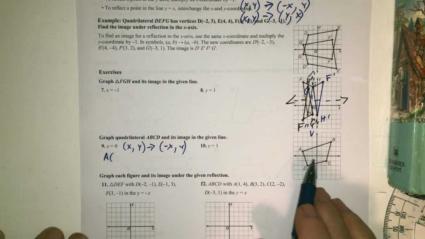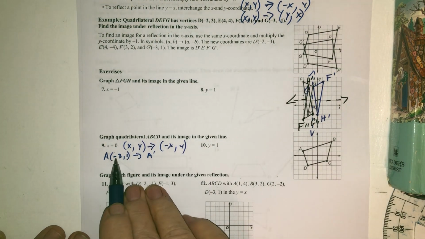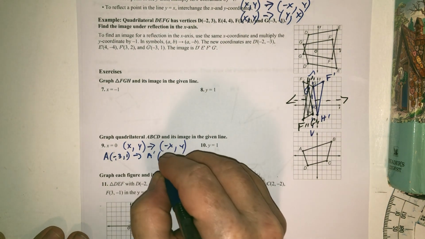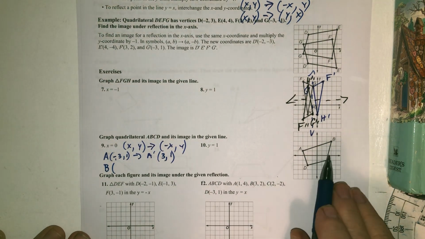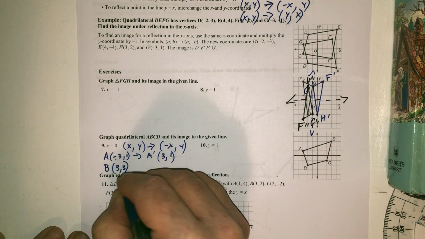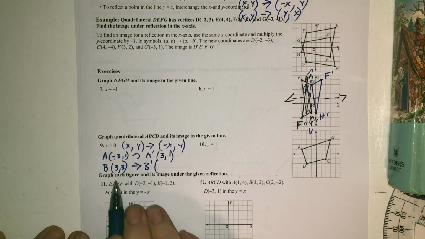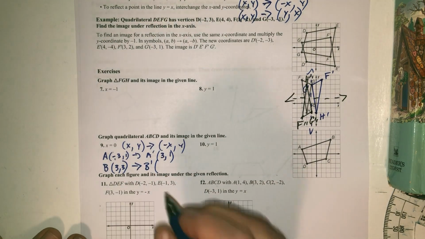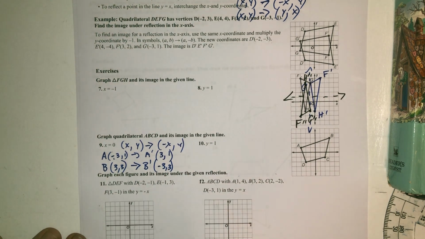So A has coordinates of (-3, 1). And when we change it, A prime will have coordinates, multiply the x coordinate by -1, A prime would have coordinates of (3, 1). B has coordinates of (3, 3). We're going to transform that to B prime, and that means we'll multiply this x coordinate by -1. That would be -3, and then leave the y coordinate what it is, 3.